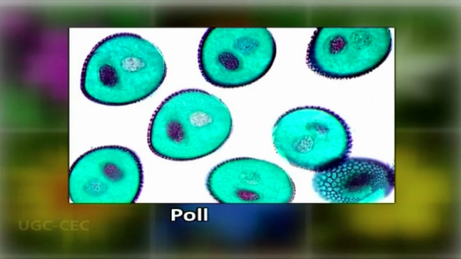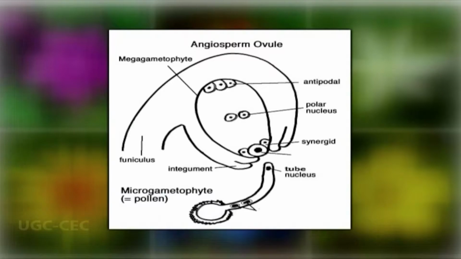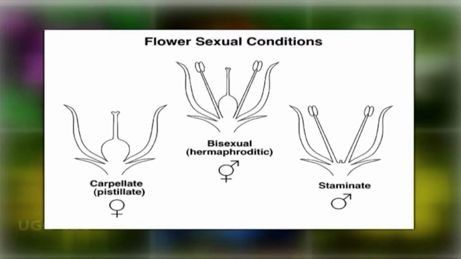The male cells called sperms are in the pollen grains produced by the stamens and the female cells called eggs are in the ovules produced by the carpels. The sperm and egg cells unite in the ovary at the base of the carpel and develop into seeds. Generally, a typical flower has both carpels and stamens. In some species, however, the flowers are unisexual with only carpels or stamens.